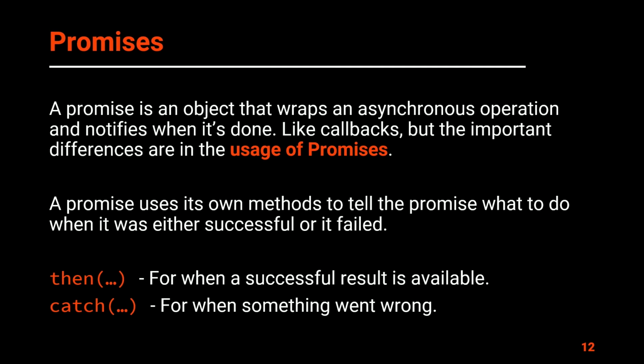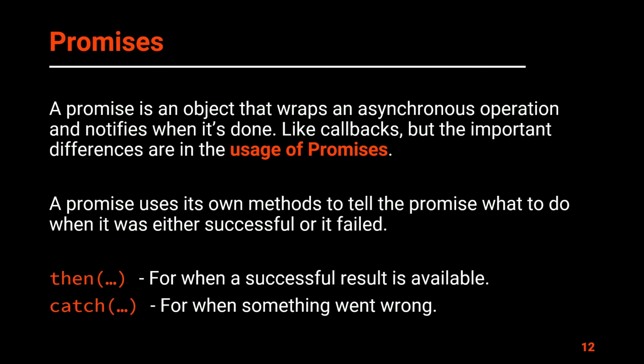A lot of people say, well, isn't this kind of just like a callback function? It kind of sounds like it. Kind of, but the important differences are in the usage of a promise. A promise uses its own methods to tell the promise what to do when it was either successful or it failed. So now we're incorporating two new methods to an object that will basically say, well, when you're successful, do this. When you're not successful, do this. So now it's basically better at error handling.